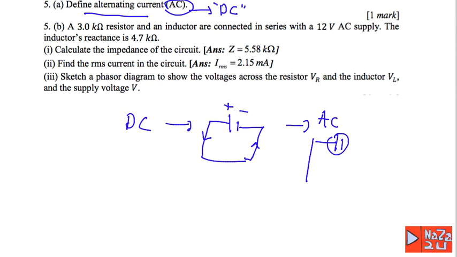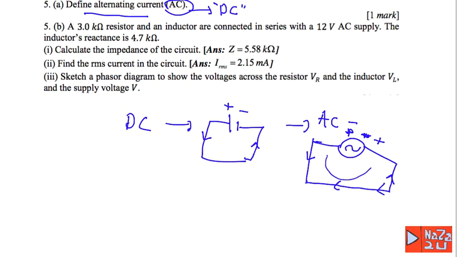So for the AC, you must use the symbol for the AC. This is the symbol for the AC. The first half, this is positive, this is negative, so the current flows from positive to negative. After that, this is positive, this is negative, so in the second half the current flows in the opposite direction.